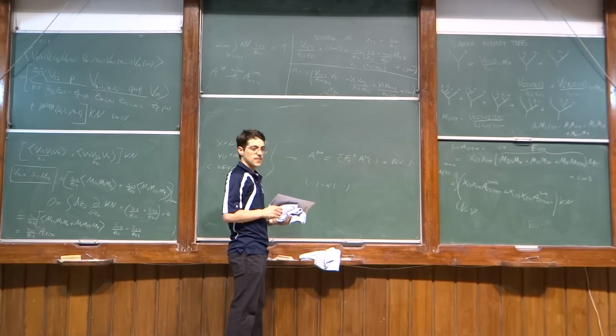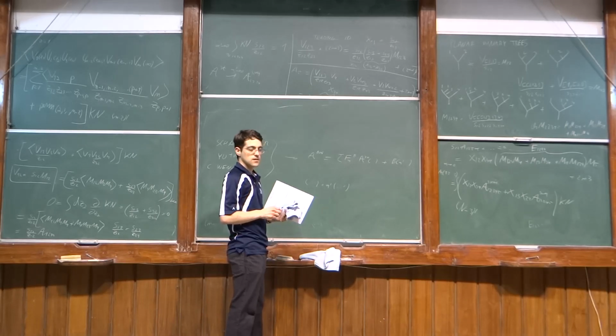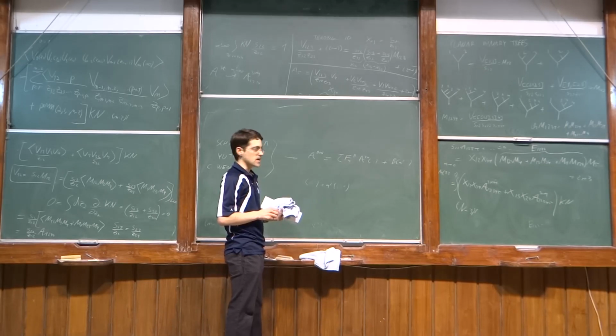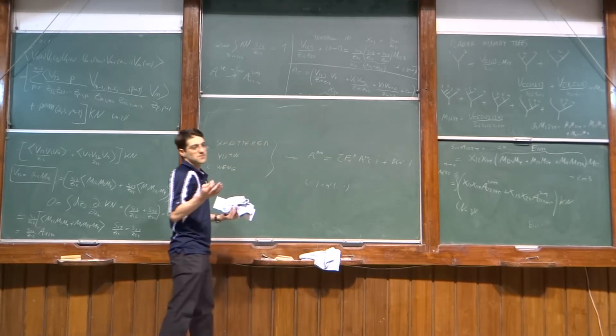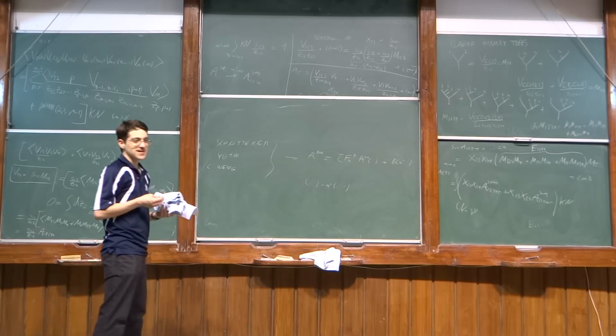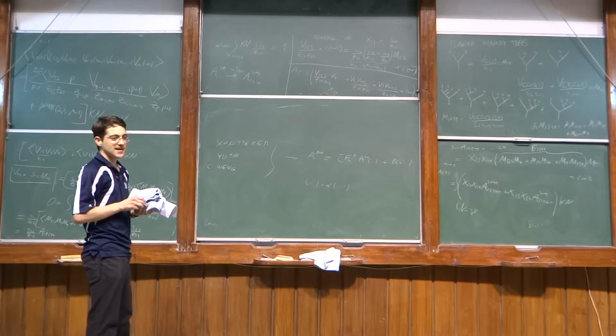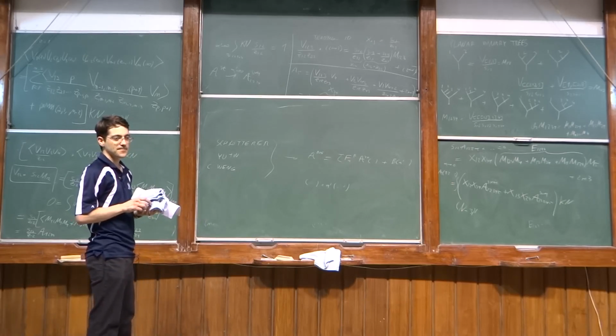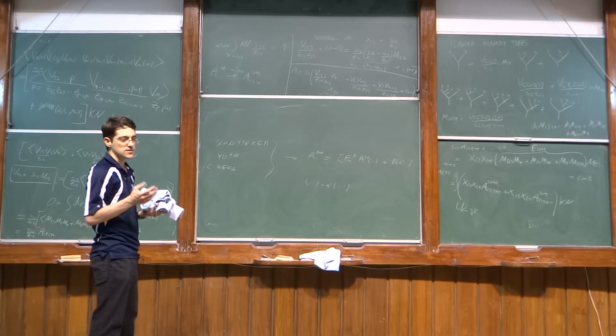If we do it in RNS and only use the NS sector vertex operators, can we do a similar analysis? In theory you can, but not in practice. Yeah, so what goes wrong? Because the NS sector vertex operators are presumably simple, right? Yeah. So we try to repeat the same kind of arguments there.